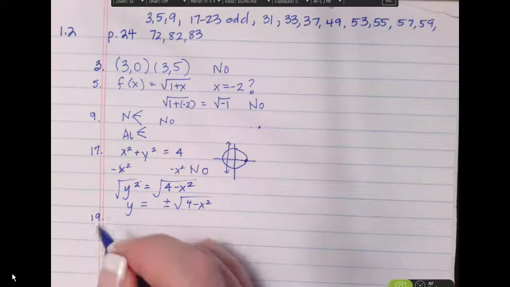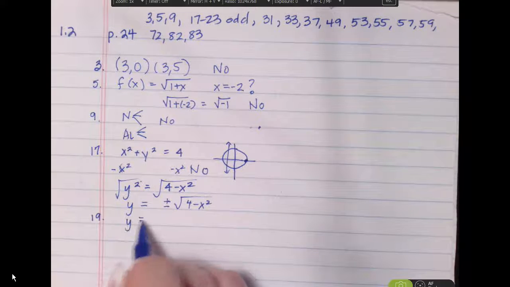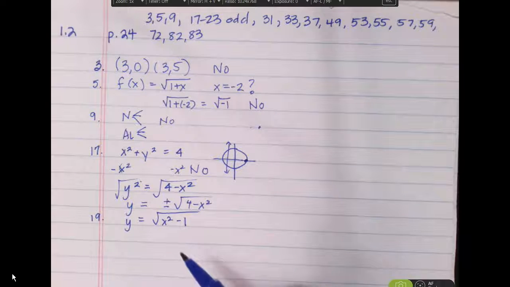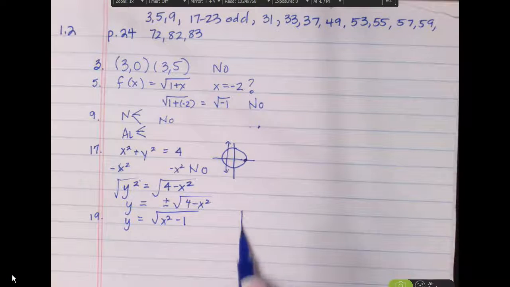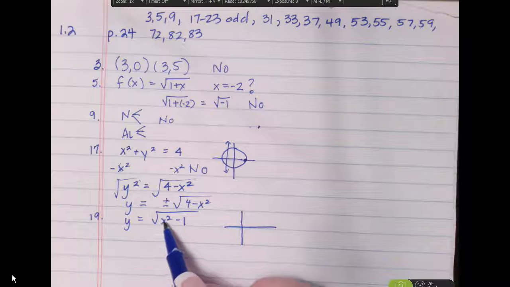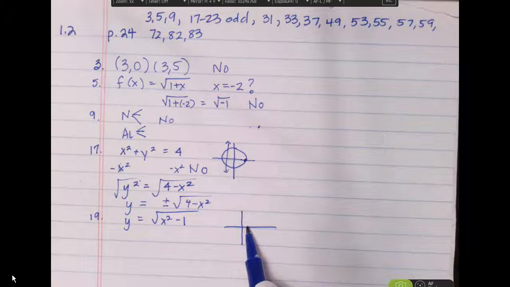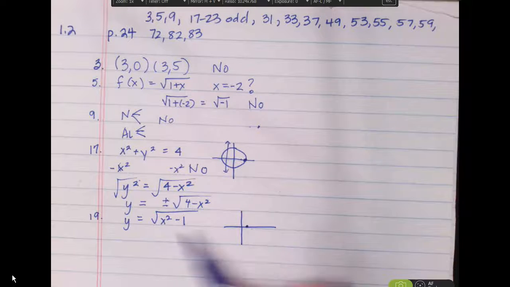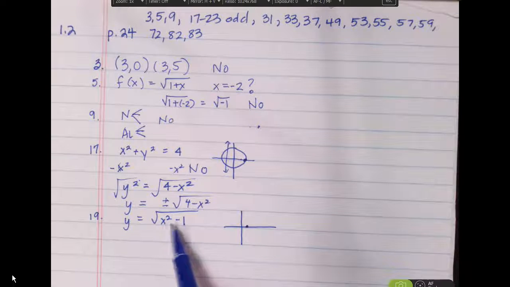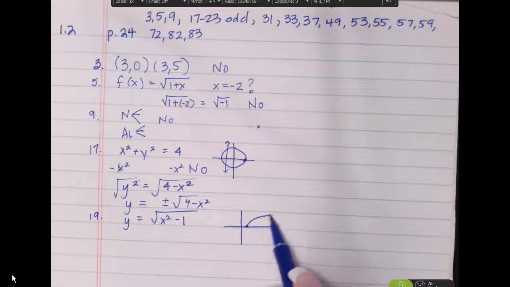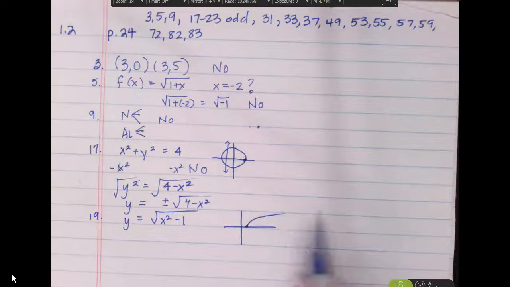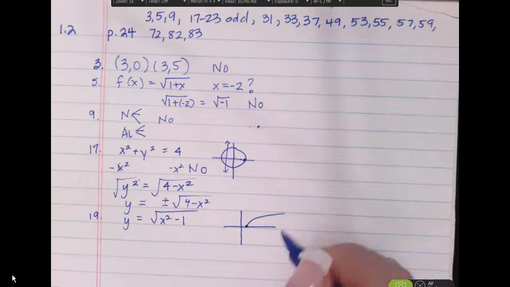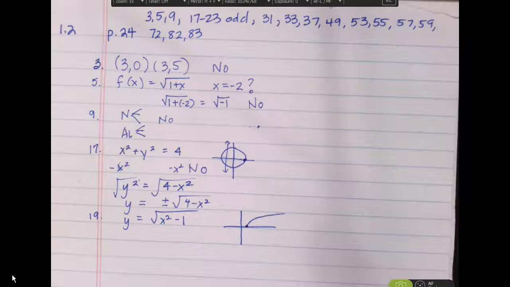In number 19, I am looking at y equals the square root of x squared minus 1. Knowing what I know about the graph of this, 0 is not in the domain of this function, so the domain starts at 1, and when x is 1, y is 0. When x is 2, I get the square root of 3. So this is going to follow that square root curve, and it'll pass the vertical line test if I visualize it.